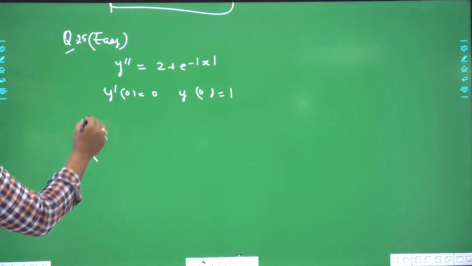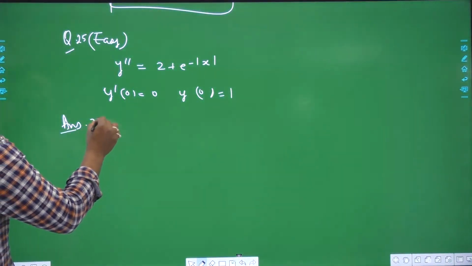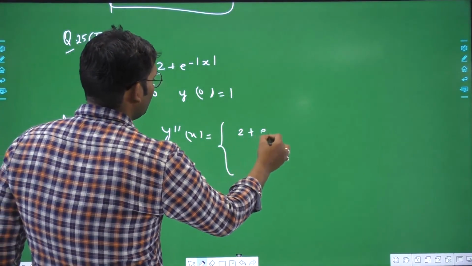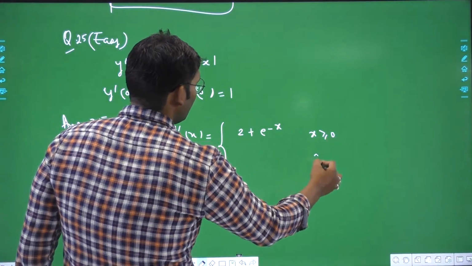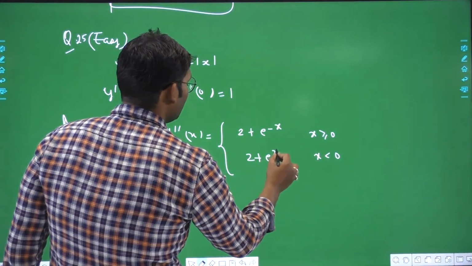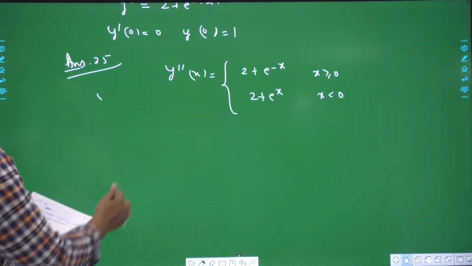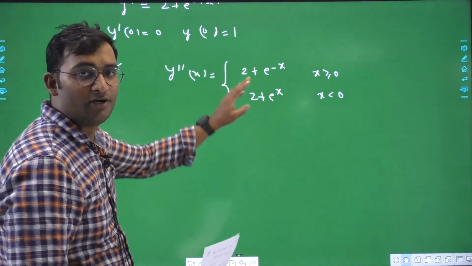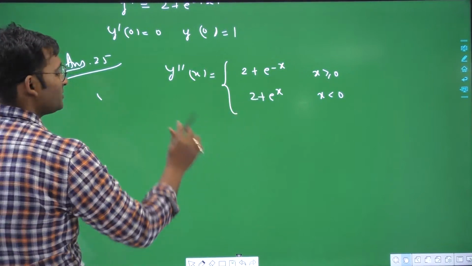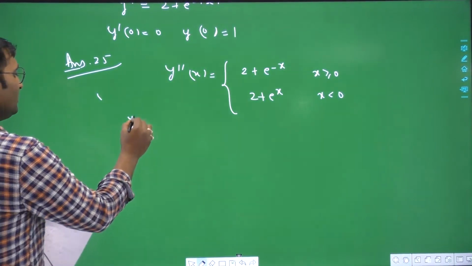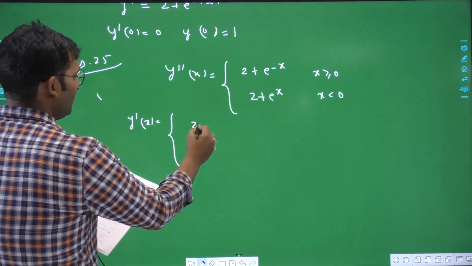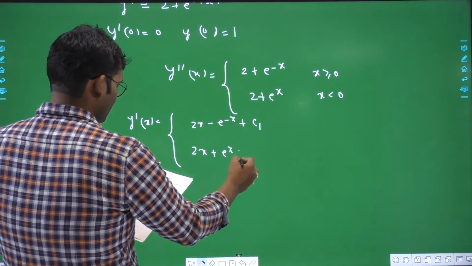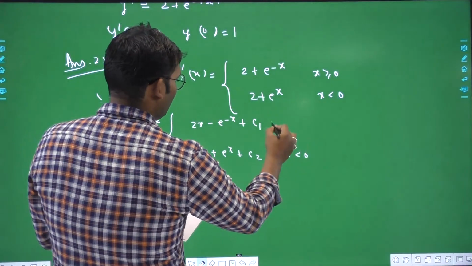So with the differential equation method, how would you have attempted this particular problem in the examination? y double dash x is equal to 2 plus e to the power minus x whenever x is greater than or equal to 0, and whenever x is less than 0, then it is 2 plus e to the power of x. Clearly, y double dash x comes out this way. Now this is a differentiable function, and clearly at x equal to 0 these happen to be continuous as well as differentiable. You can just check it. So y dash x happens to be 2x minus e to the power minus x plus c1 for all x greater than or equal to 0, and 2x plus e to the power x plus c2 for all x less than 0.